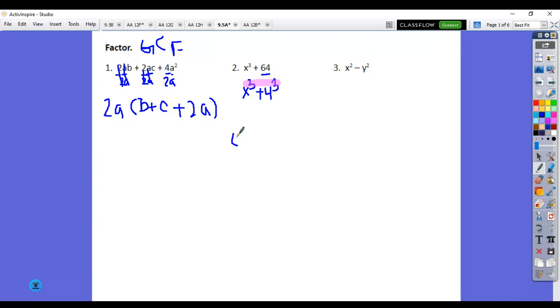the first parenthesis is just everything without the cubes, so x plus 4. Then there are 3 pieces. This is the most different than what we've done before. 3 pieces in the second parenthesis. Whatever first here, square the first, and that's the first one. Square the last one. 4 squared is 16. That's the last one. Then just multiply these two together.